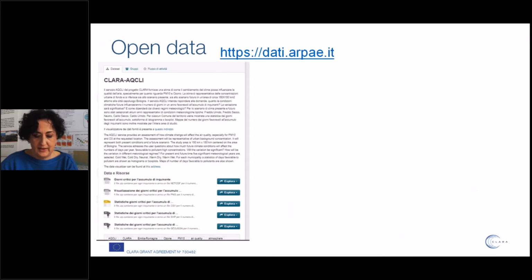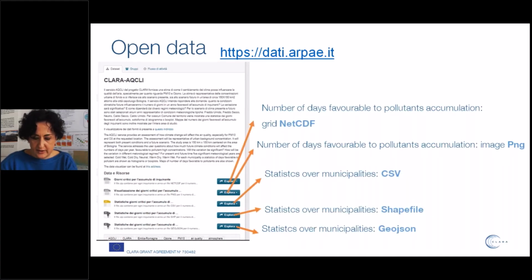When clicking on the dataset link, we get the page. There is a short description of the service, and some metadata information. The dataset is composed of 5 resources. The first is composed of the grid data of days favorable to accumulation on a 1 kilometer resolution grid. It is in NetCDF format so that the user can download the files and do the statistical analysis by himself and improve the analysis by calculating the parameters he requires.